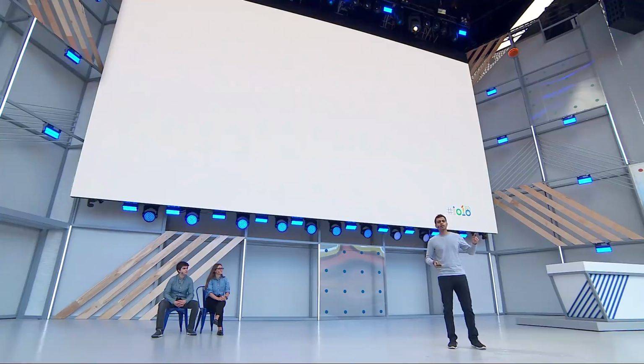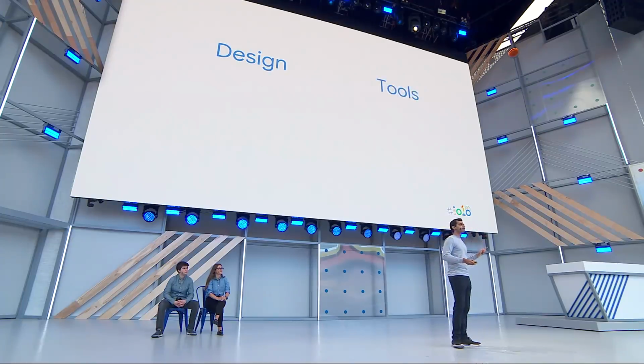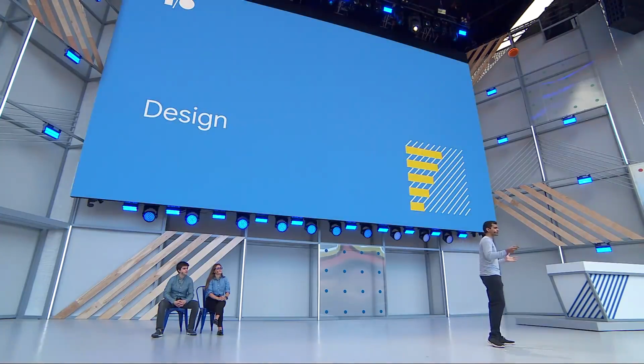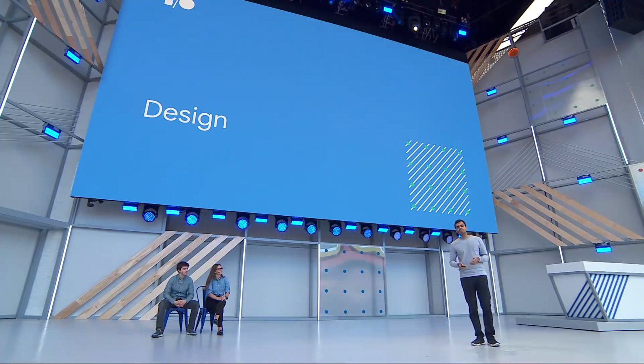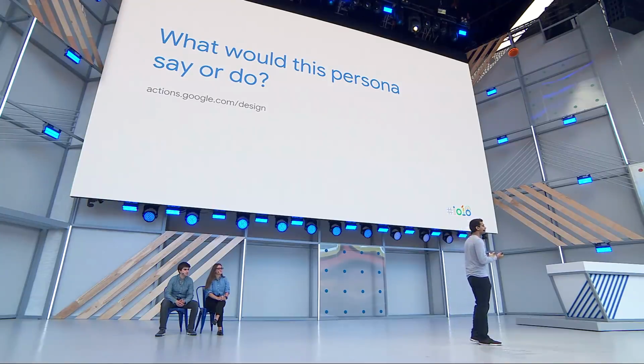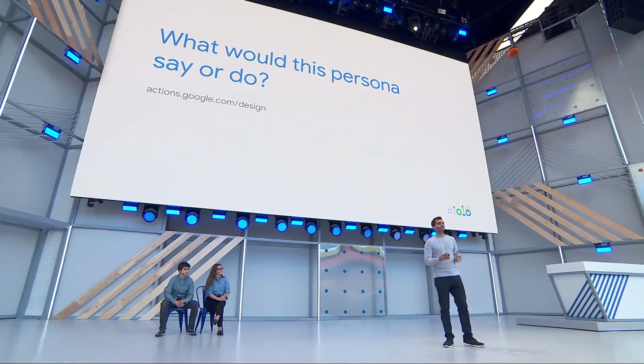So when it comes to any new platform, there are 4 things I care about: design, tools, infrastructure, and testing. So with this whole new paradigm of interacting with the user, I wanted to start with design. So I learned that one big thing to consider is your action's persona. Human beings, we have this remarkable habit of comparing any human-like interaction to a real human presence. And I promise that this is going to happen to your action. So find a persona for your action and always ask, what would this persona say or do in this moment?